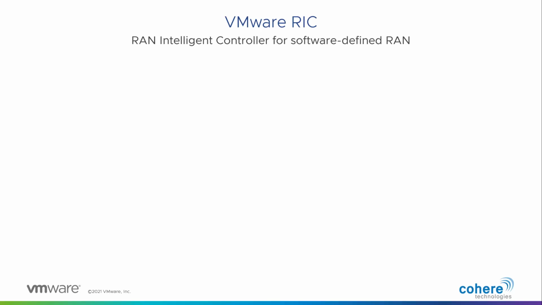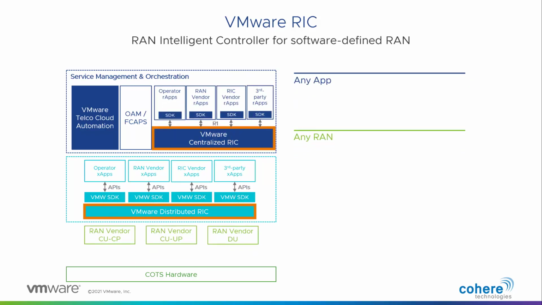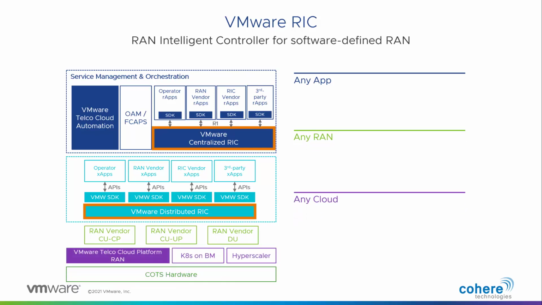The VMware RIC platform provides the necessary abstraction to move business and operational intelligence away from the underlying data plane and into the control of the service providers and their application partners. The design of VMware Near Real-Time RIC and VMware Non-Real-Time RIC removes the complexities of integrating with the underlying data plane, offering xApp and rApp partners a platform that can help them deploy any app on any RAN and any cloud.